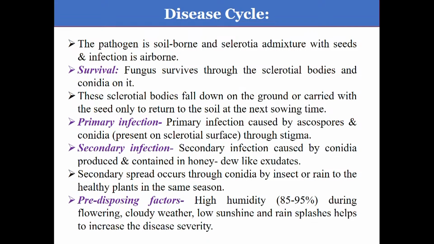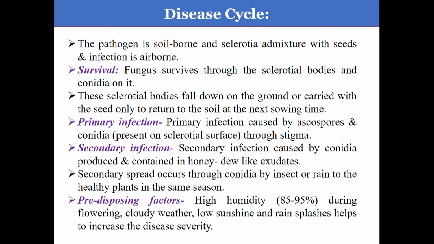The primary infection is caused by the ascospores and the conidia present on the sclerotial surface, as you have already seen in the previous slide, and through the stigma. And the secondary infection is caused by the conidia produced in the honeydew-like exudate, and secondary spread occurs through the conidia by insects or rain to the healthy plants.